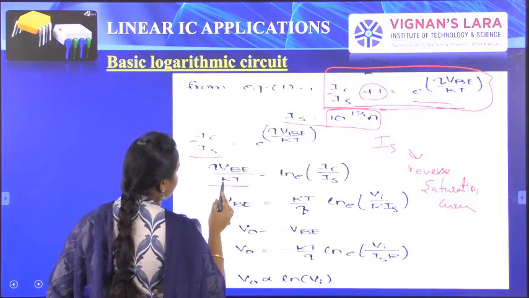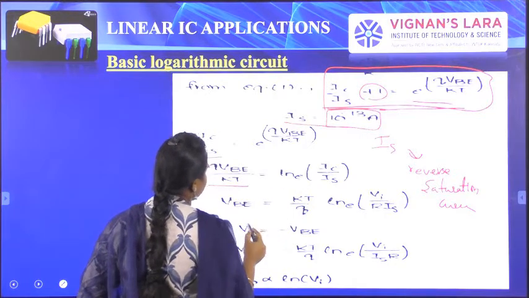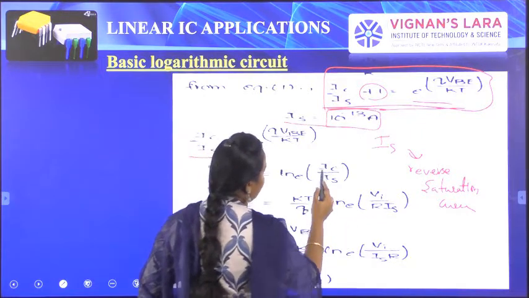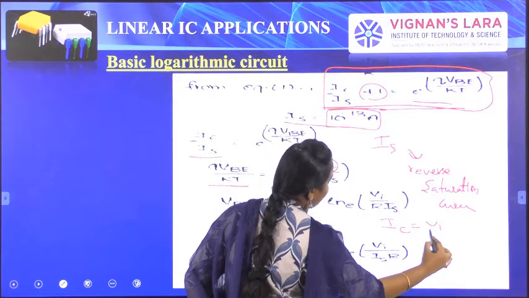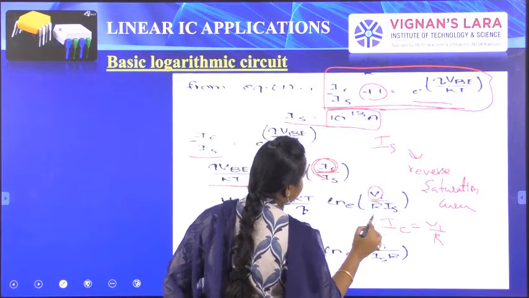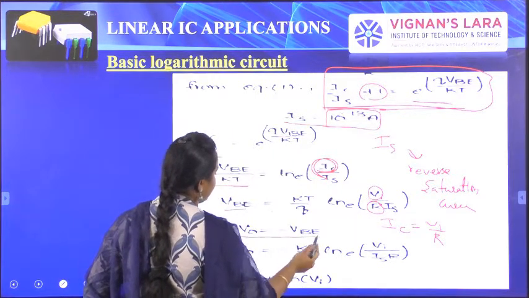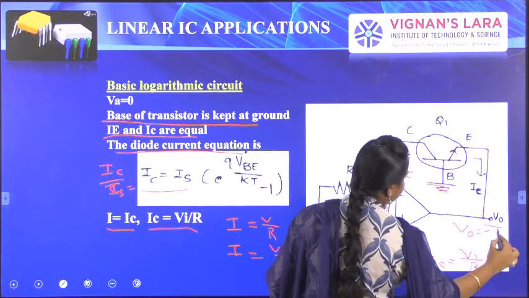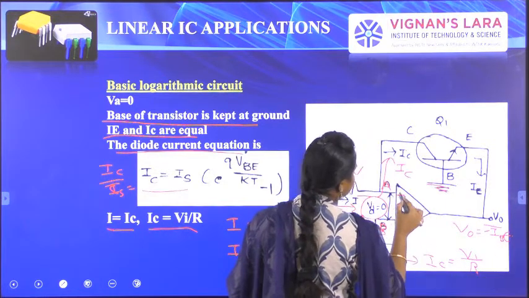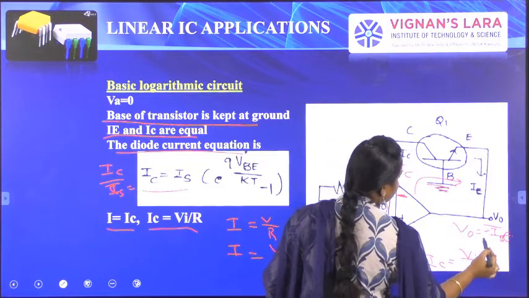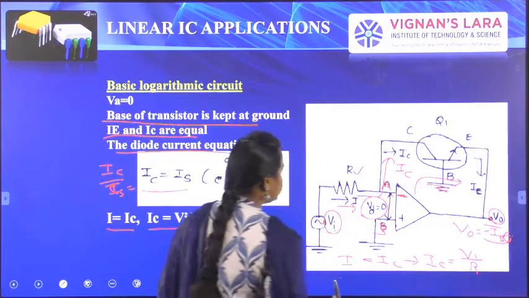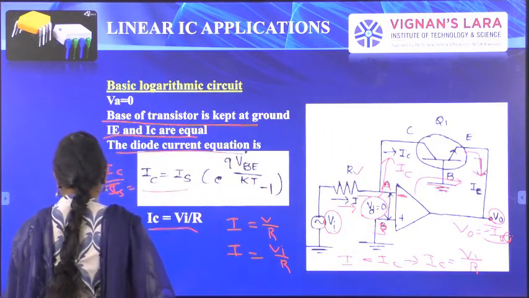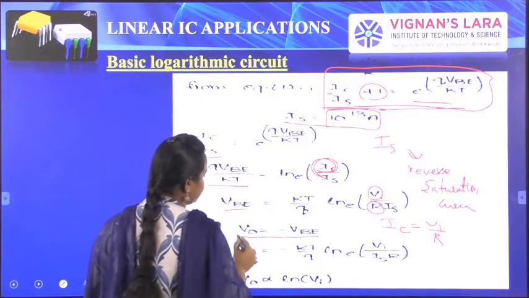Taking this on the right hand side, we get a logarithm, and VBE equals KT by q ln of VI by R IS, because IC equals VI by R. So in place of IC, we can put VI by R here, and then V0 is taken as minus VBE. Here V0 equals minus VBE because the inverting terminal is negative. The current flowing through this is IE, same as IC, so V0 equals minus VBE.